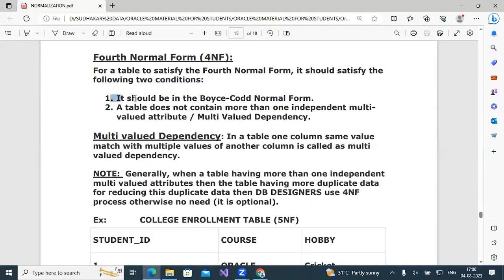One is it should be in the Boyce-Codd normal form. If any dependency was there on another column, then the dependency column must be a super key. So that kind of thing should be maintained. And the second one is what?